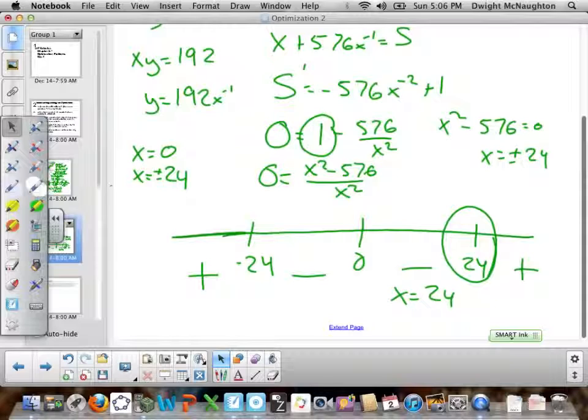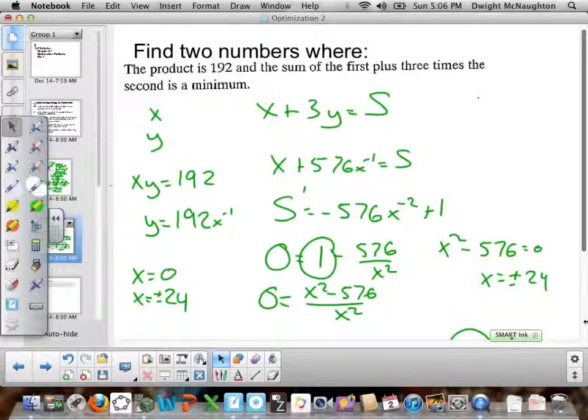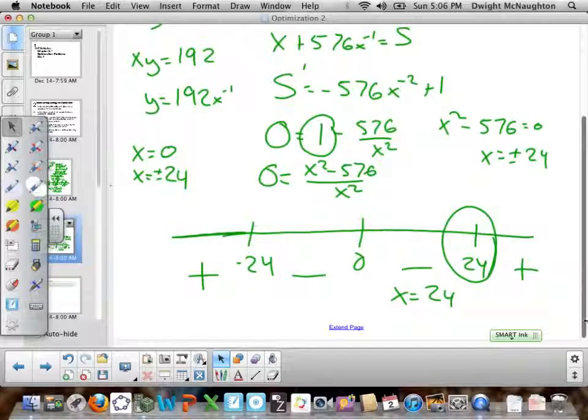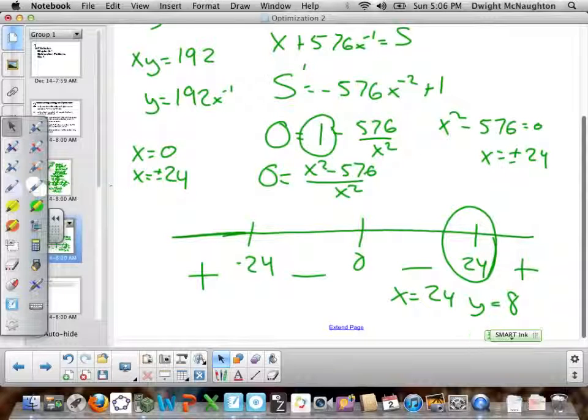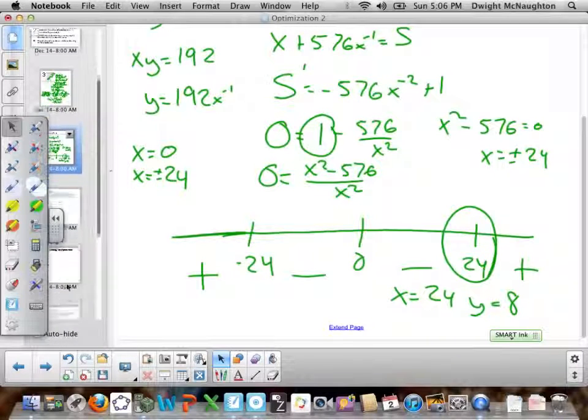And so the two numbers, one is 24. The other number should multiply by 24 to get 192. So 192 divided by 24, the other number is 8. All right, so those are a few more examples of optimization. So just a quick review, the steps in optimization.